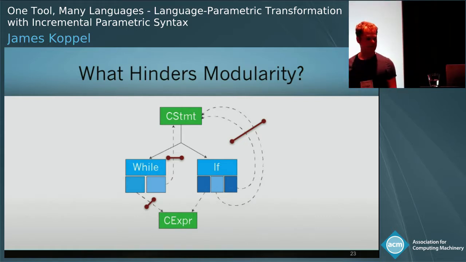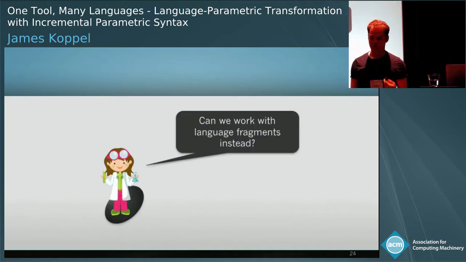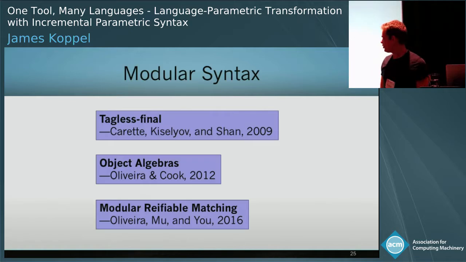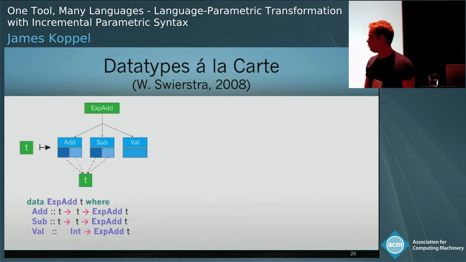Over the last 10 years, we found many ways around this problem, different ways of doing modular syntax. And all of them work on language fragments instead. What does this look like? So there have been multiple approaches, but the one that we use is called data types a la carte.